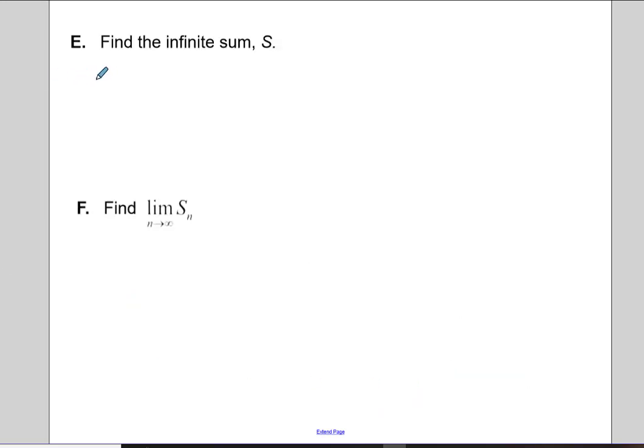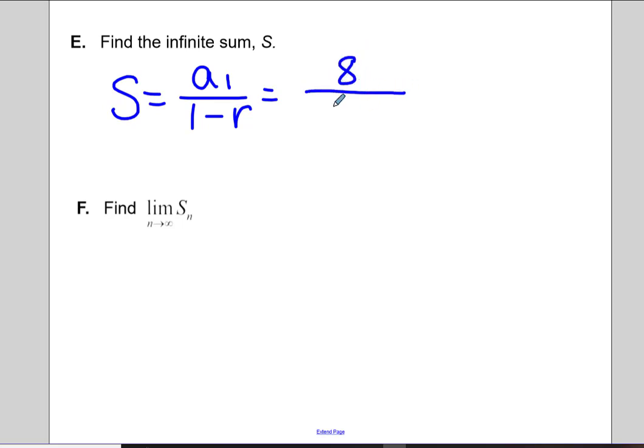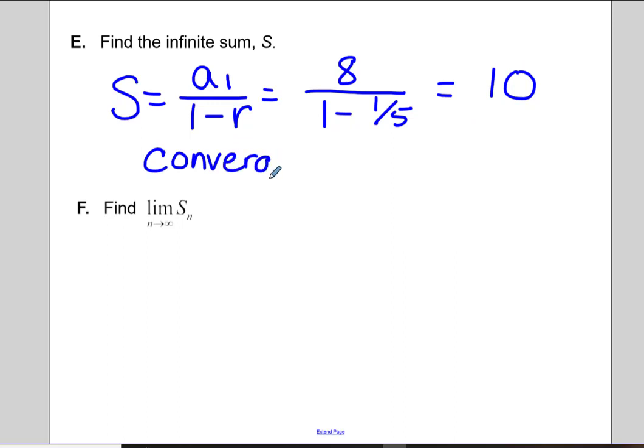In part E, we want to find the infinite sum. So the infinite sum S would be using the formula a sub 1 divided by 1 minus the ratio. And a sub 1 was 8, and our ratio was 1/5. So 8 divided by 4/5 is 10. So our series converges. And we knew that because the ratio was 1/5, and that was between 0 and 1.